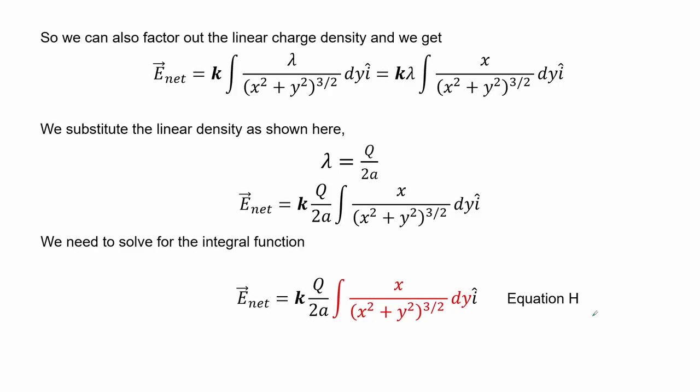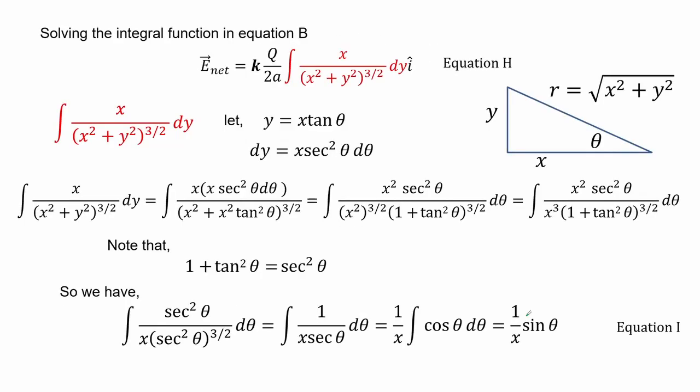We substitute the linear density as shown here, and finally we need to solve the integral factor in equation H. Note we retain the constant x, which we will use later in solving the integration. So we isolate the integral function of equation H. We let y be a function of tangent theta, and this in turn makes dy a function of x times the squared secant theta. So we continue to manipulate the function further and we arrive at a much simplified integral as a function of secant, as shown in equation I.